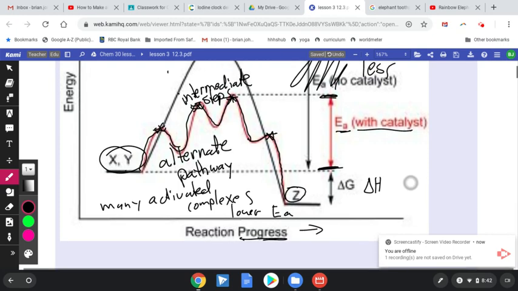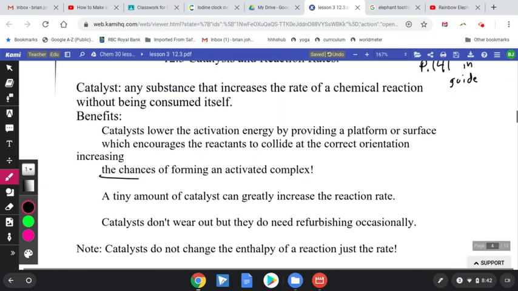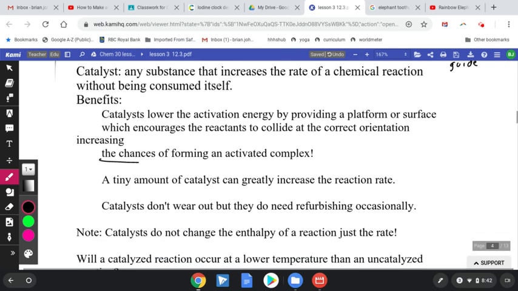Okay, so that's some pretty heavy theory on catalysts. Now let's look at the practical side of things. So in your notes, in your study guide, page 141, you can fill in this slide. I'll let you pause it for a minute to copy down what you need to fill in your notes.